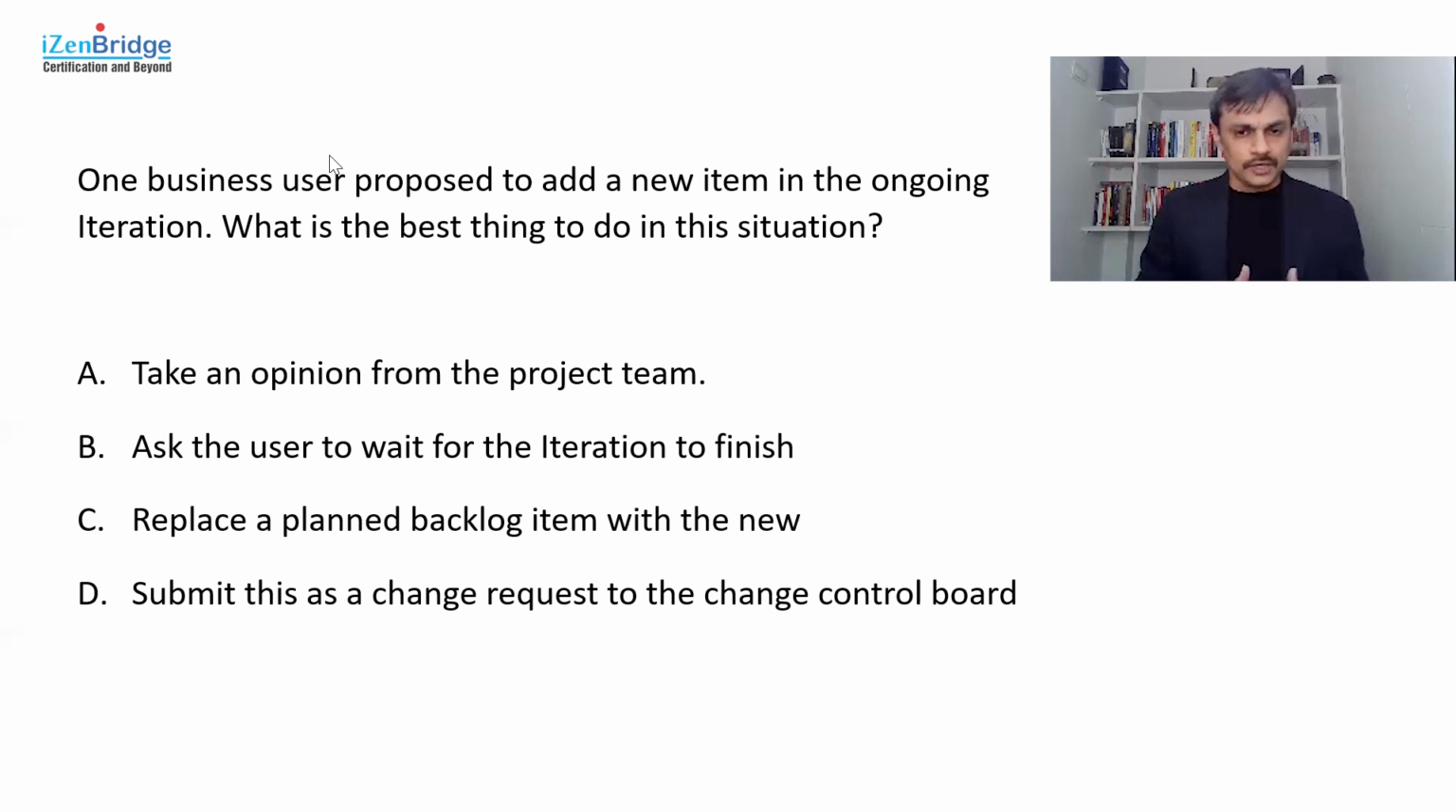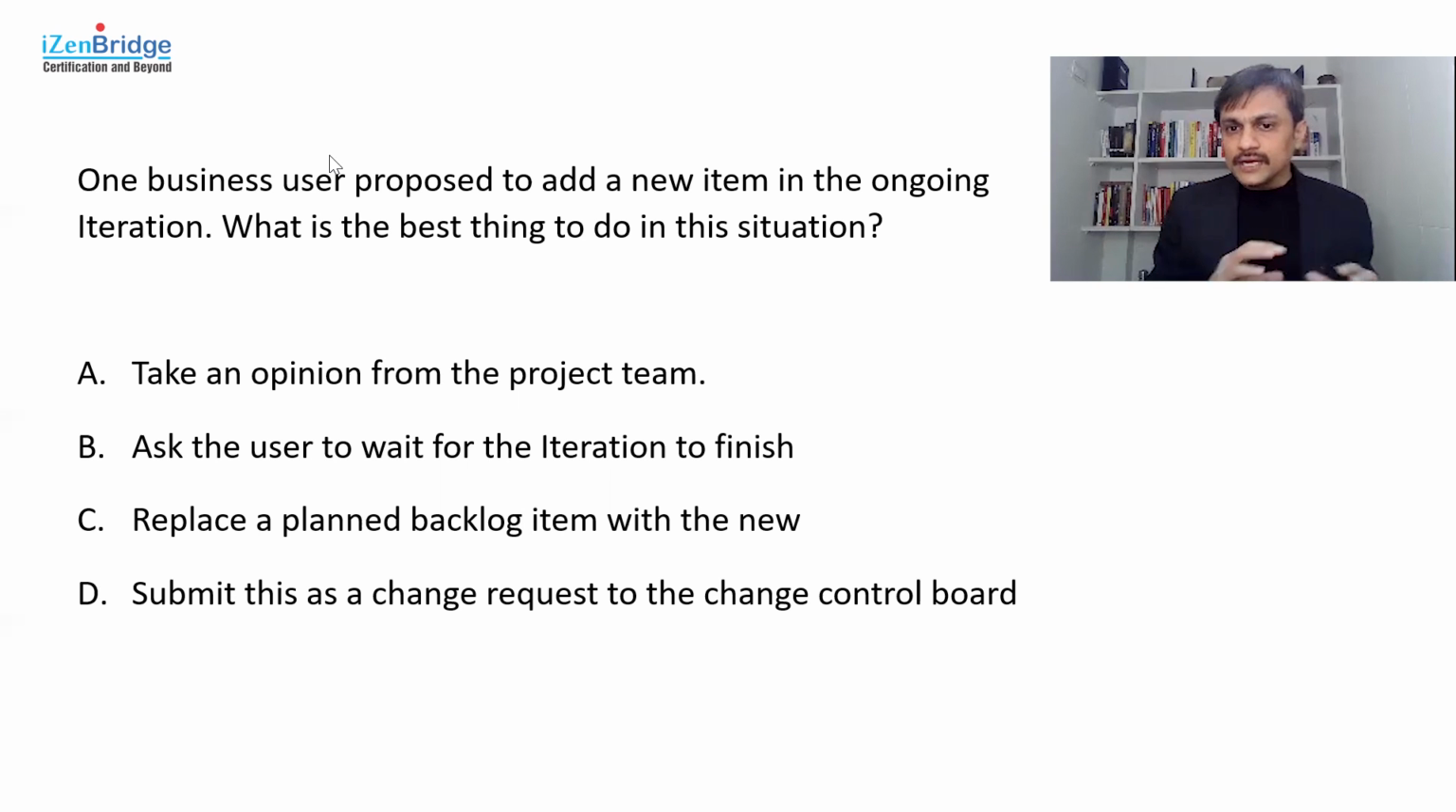Take an opinion from the project team. Now, the project team is already working in their iteration plan. What is the need of discussing this issue with them? This issue might get discussed with them when you really want to implement it, if there is an emergency and there is something like that.